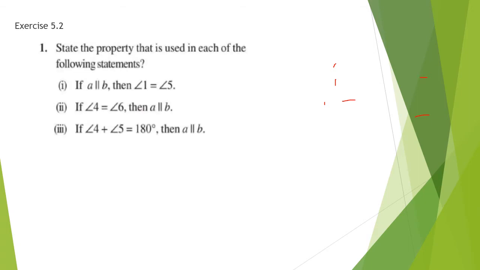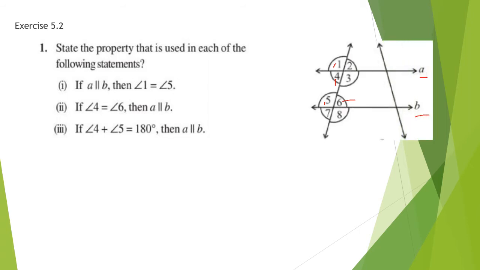The next one is exercise problems. So the first question: state the property that is used in each of the following statements. The first one: if A is parallel to B. So if two lines are parallel and the names of those lines are A and B, if A and B are parallel lines, then angle 1 equals angle 5.